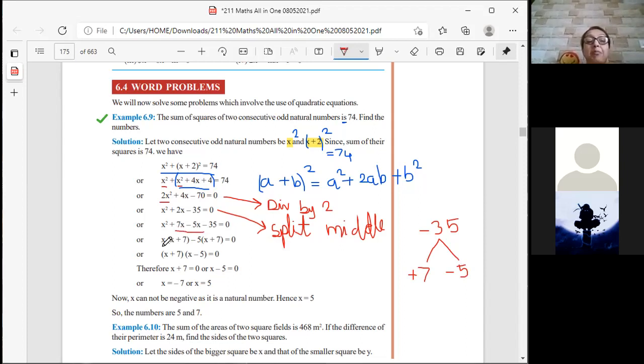Then the common, I'm going to remove the common. Once I remove the common bracket for one time and the outside bracket for one time, I'm going to get x as minus 7 and x as 5. X cannot be negative because they are talking about the natural number. So if it cannot be negative, I'm going to chuck off this option. I'm going to cancel off this option.